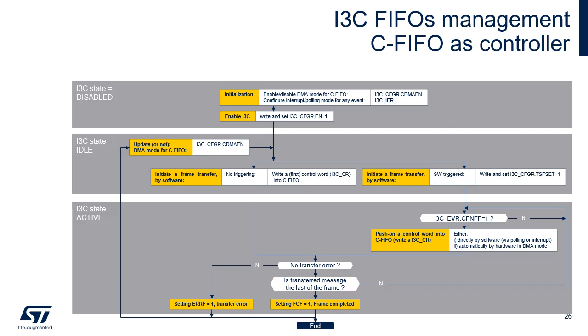Software C-FIFO refill can be based on polling or interrupt. Polling mode waits for a next control word is requested by the hardware, which is indicated by the CFN-FF flag set to 1 before an explicit write to the I3CCR register. When interrupt mode is chosen, an interrupt is requested when the CFN-FF flag is set to 1 by the hardware.